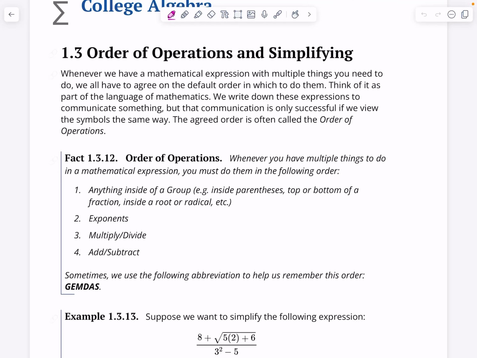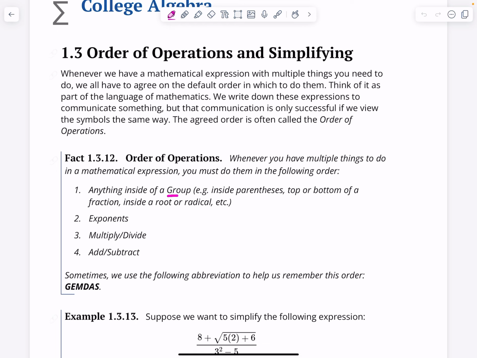Here's a quick video reminding you of the order of operations. A lot of your sign errors, careless errors, just goofy mistakes come down to knowing your order of operations. So you may have heard of PEMDAS.